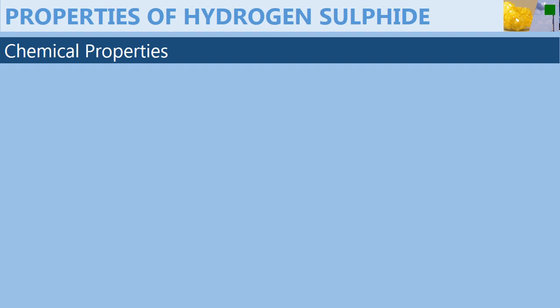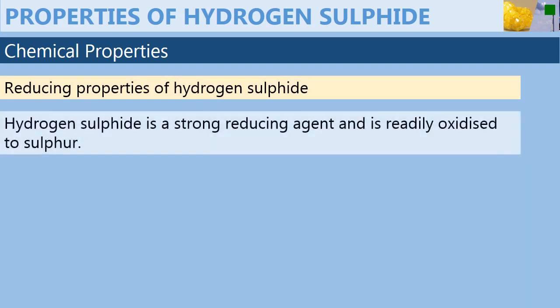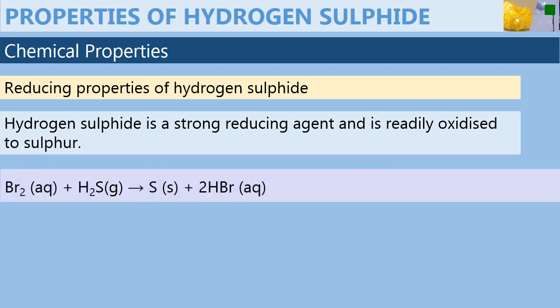Another important property of hydrogen sulfide is its reducing property. Hydrogen sulfide is a strong reducing agent and is readily oxidized to sulfur. It reduces bromine to hydrogen bromide while itself is oxidized to sulfur. As you will notice, hydrogen sulfide is the reducing agent.